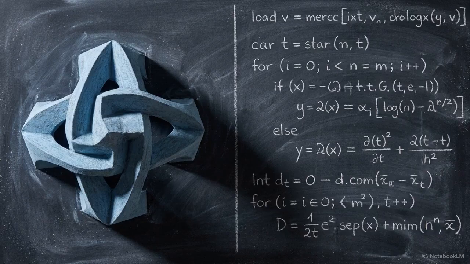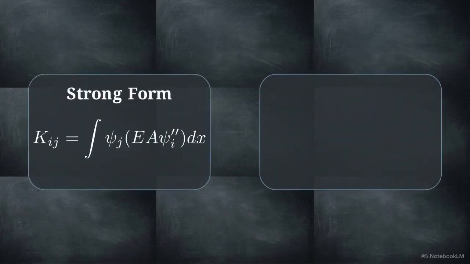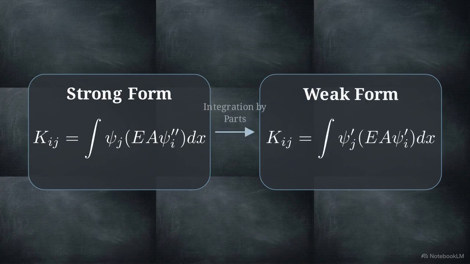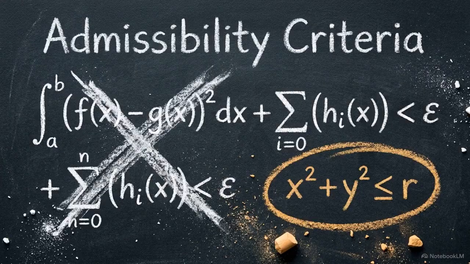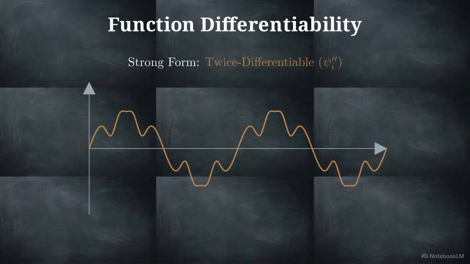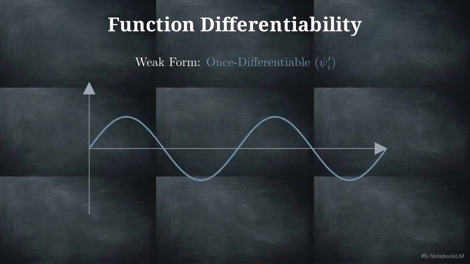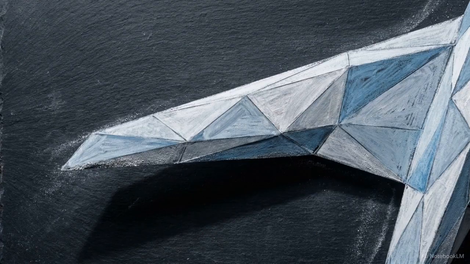Transforming the equation into this weak form provides two distinct advantages for computational simulation. Compare the matrix cell before integration by parts on the left with the version after on the right. On the left, the highest required derivative is the second derivative. On the right, it has been reduced to the first derivative. This is the principle of relaxed admissibility. Because the requirement is lower, our trial functions only need to be differentiable once, not twice. This allows engineers to use a broader library of simple, efficient functions to model complex geometries.